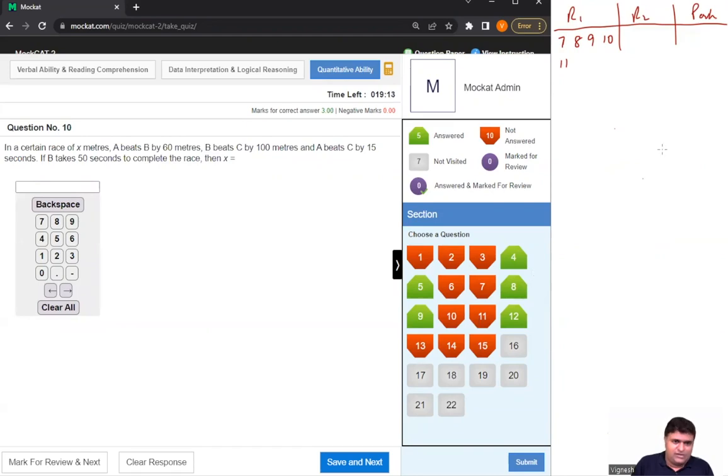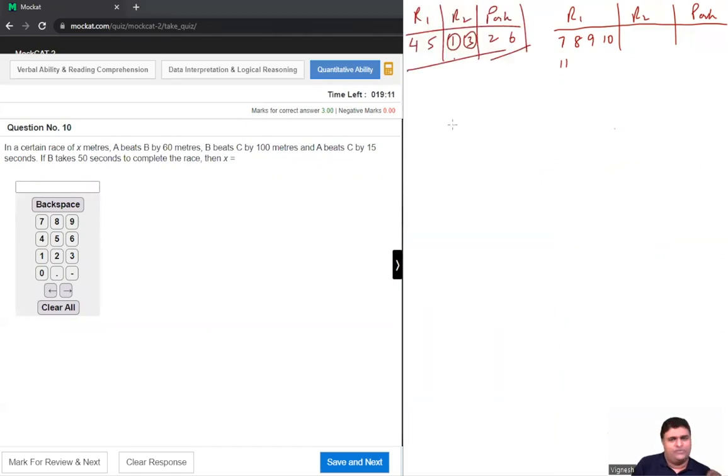Okay. So in a certain range of x meters, A beats B by 60 meters. B beats C by 100 meters. A beats C by 15 seconds. Time is given. If B takes 50 seconds to complete the race, then how much time does A take?